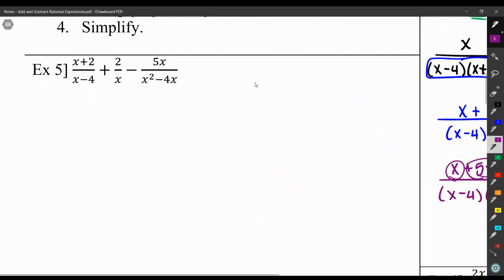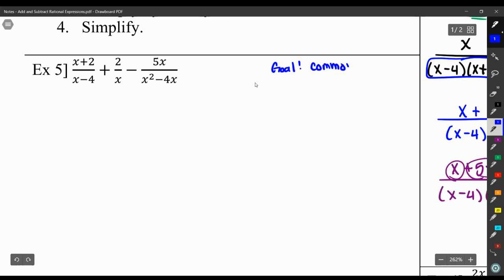So example 5, we have x plus 2 over x minus 4 plus 2 over x minus 5x over x squared minus 4x. Well, again, make sure everything is factored out as much as possible in the denominators, because remember, your goal is to get the common denominators. That is your goal. We want common denominators. That's the goal.